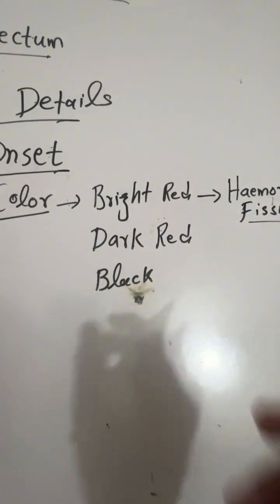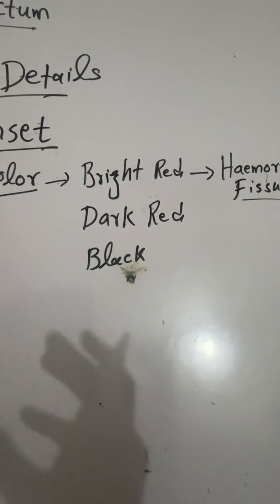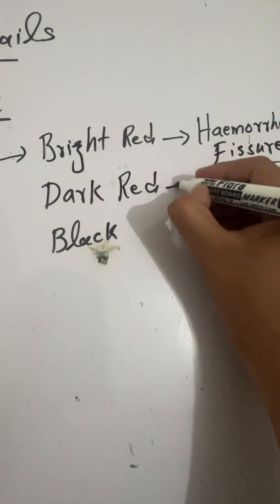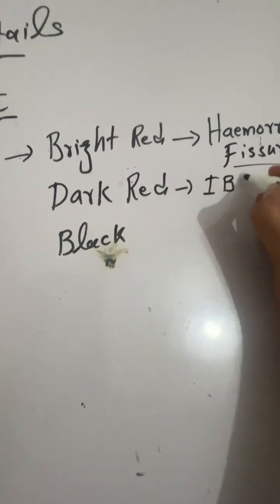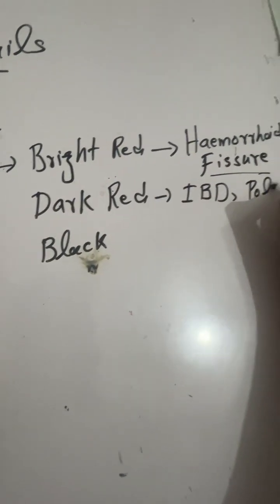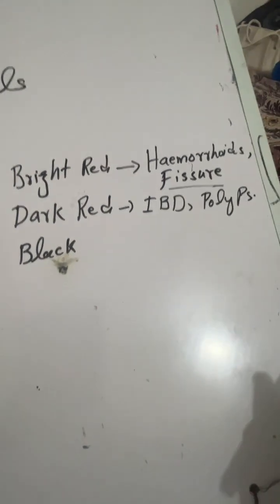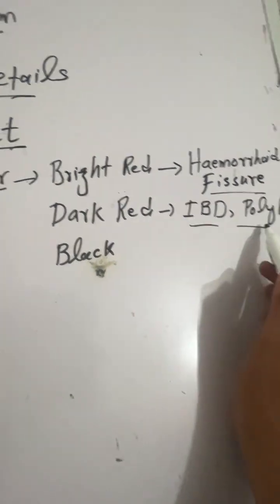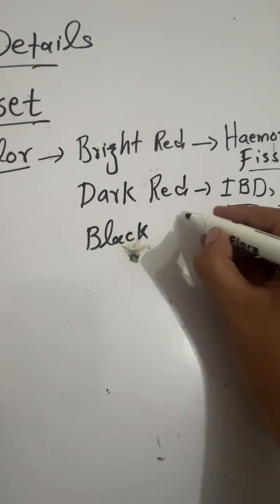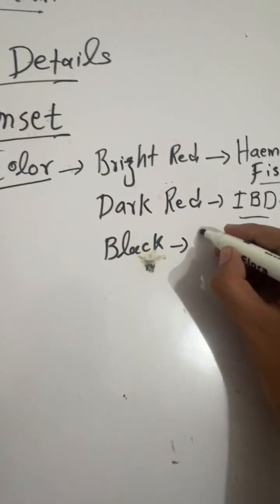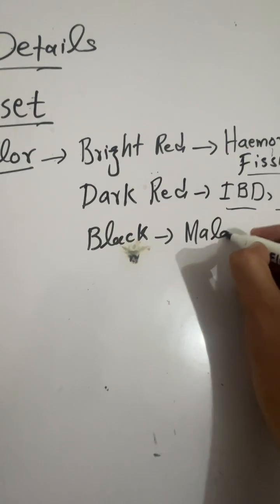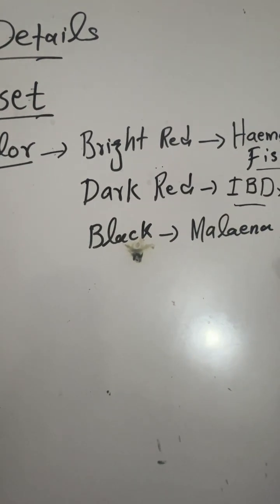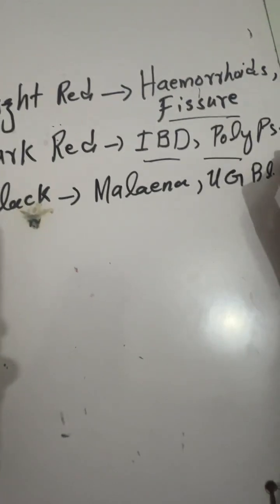If there is dark red blood, or blood which is mixed in stool, then we will think about IBD, inflammatory bowel disease, or some polyps. So the bright red blood will be hemorrhoids or fissure, while the dark red blood will be IBD or polyps, while the black stool will suggest melena, and we will think about upper GI bleed.